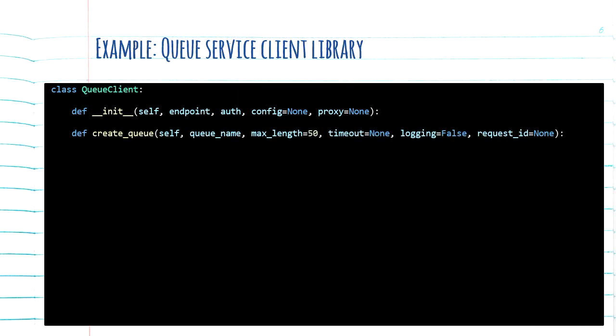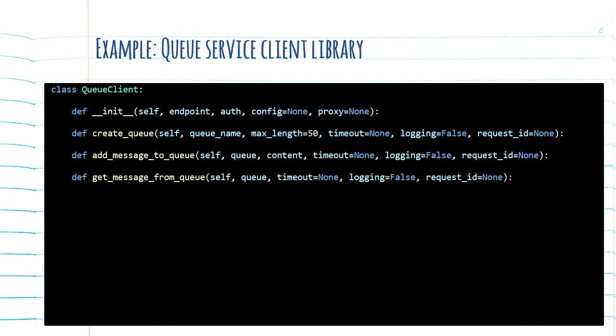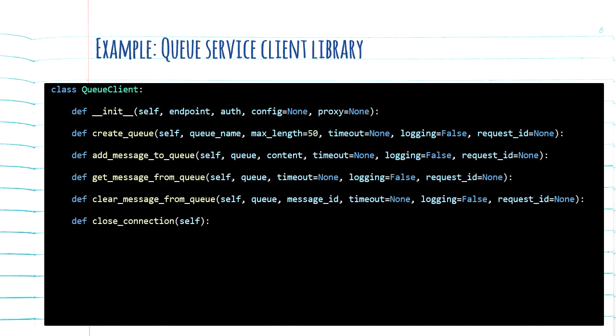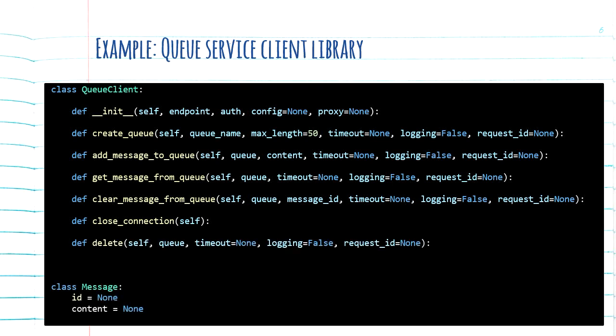Okay, so throughout the talk, I'm going to work with a sample client. Imagine we have a REST API that is a queue service. We can create a new queue, we can submit messages to the queue, we can receive messages from the queue. So we have our queue client. We can instantiate it with an endpoint, some auth, and some HTTP configuration. We can create a queue by giving it a name and some various other HTTP parameters. We can add a message to the queue, get a message from the queue, clear messages from the queue, close our connection to the queue, delete it. And then we also have a class for the message that we receive when we get a message from the queue.